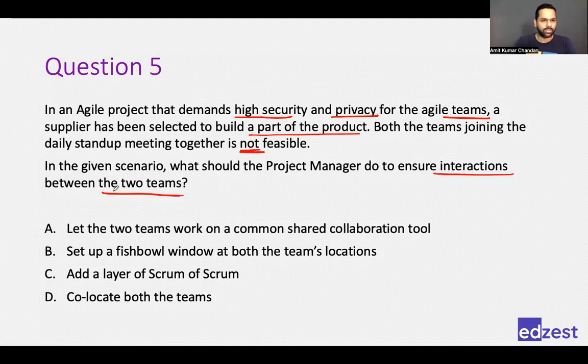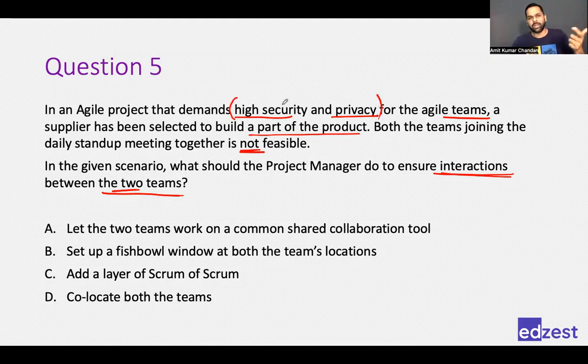Interactions between the two teams. Something is missing. But what would you do to ensure good interaction between the team? Let's say. Okay. So what is the question? The question gives us some specific information, okay, which we have to spot. Right? There is a high security and high privacy, just like we did in the previous question.